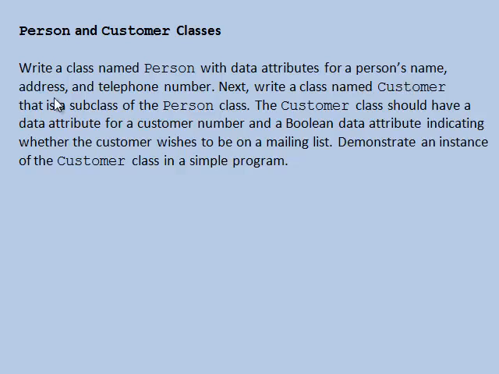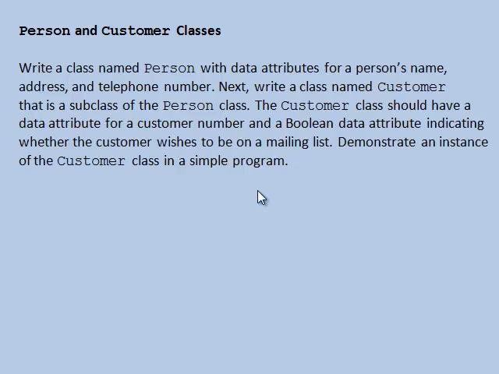It's going to inherit the name, address, and telephone number attributes, but it's also going to add a couple of attributes of its own. It's going to add an attribute for a customer number and a Boolean data attribute that indicates whether that customer wants to be on a mailing list. So this makes sense that a customer is a specialized version of a person, and we have these two data attributes that are specific to the customer class.